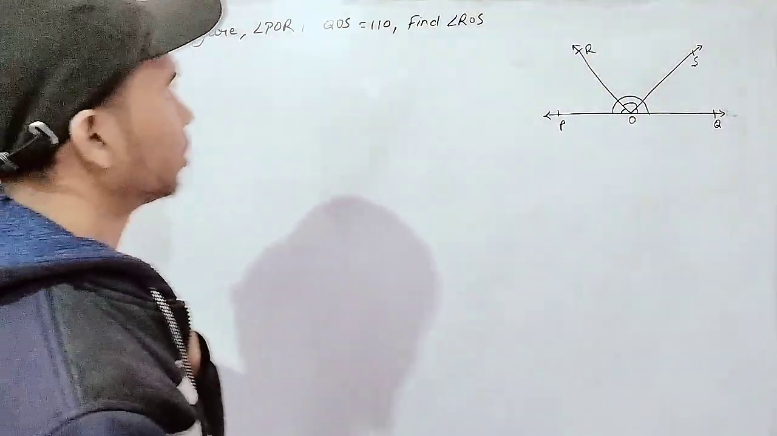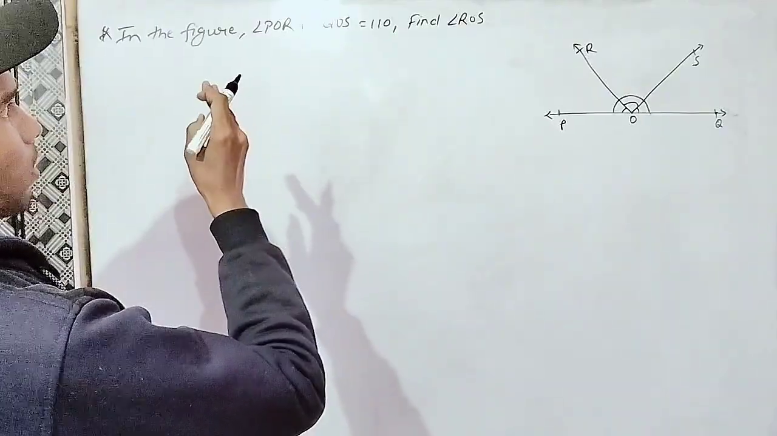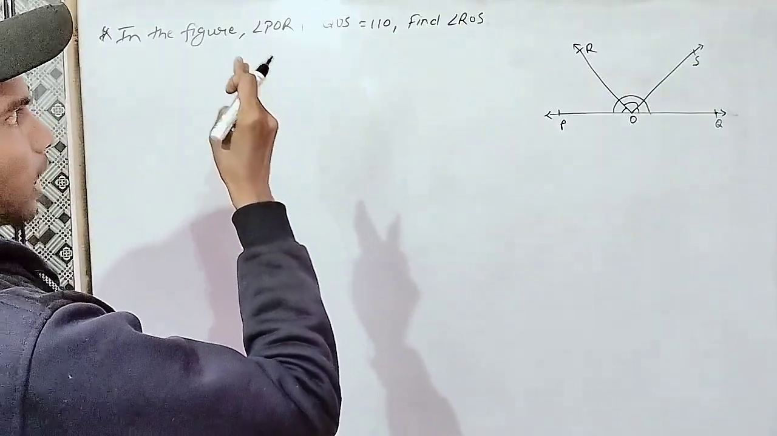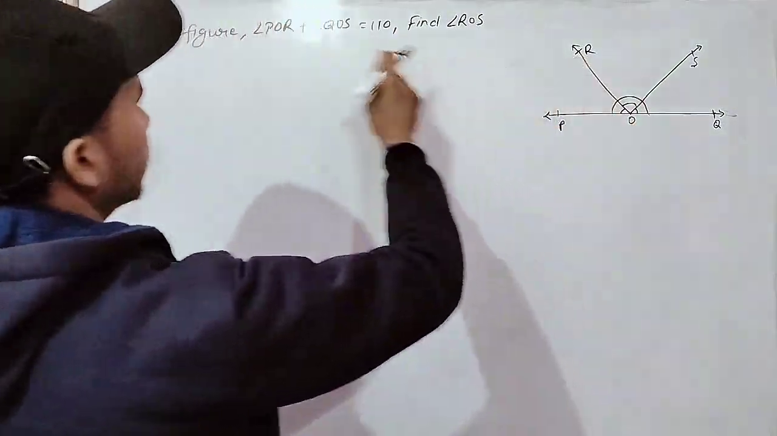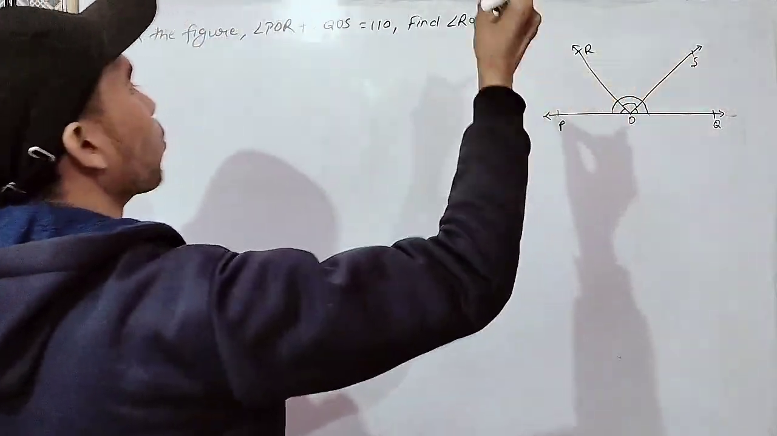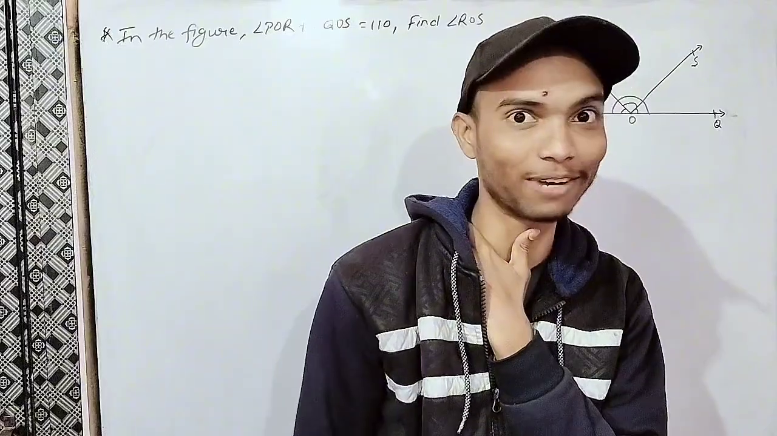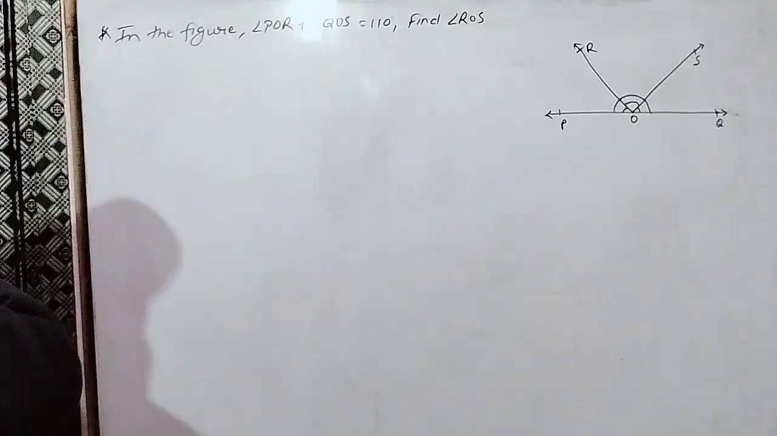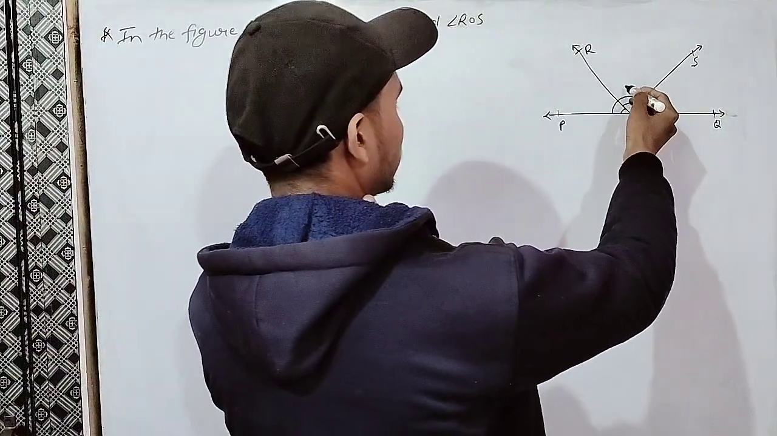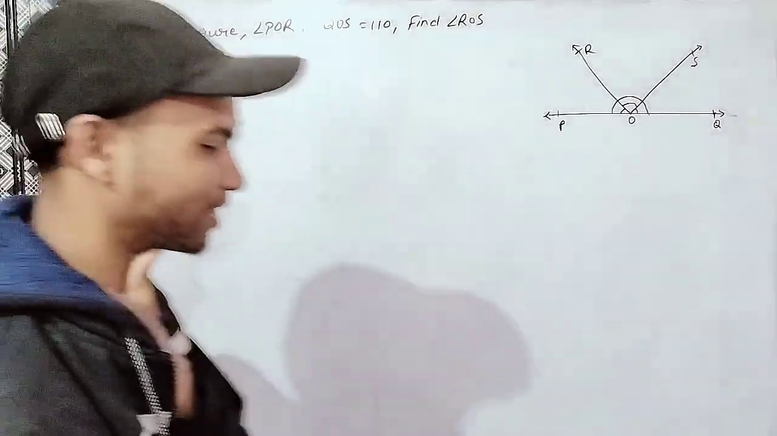Here we have given the sum of angle POR and angle QOS is 110 degrees, but we don't have the exact value for this angle and the exact value for this angle. We don't have exact values. And the question is saying find out the value of this angle. What is the question?